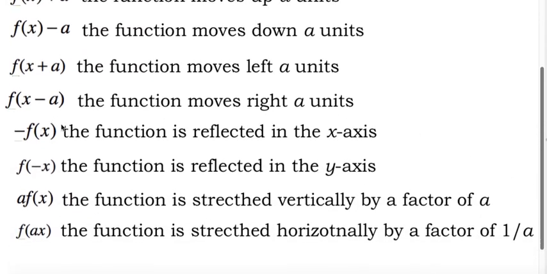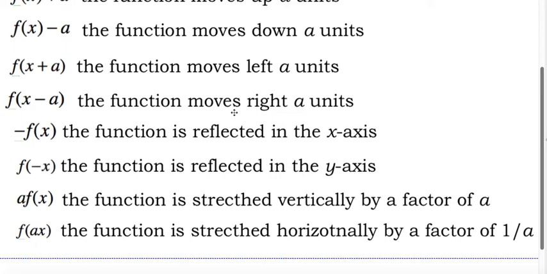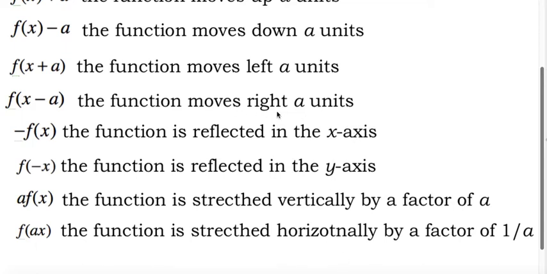Then if we multiply the function by a negative, it reflects it in the x-axis, because what it's basically doing is making all of your y values negative now. And then similarly, the function that has the negative x is reflected in the y-axis because it's taking all of your x values and making those negative, but the y's stay the same.